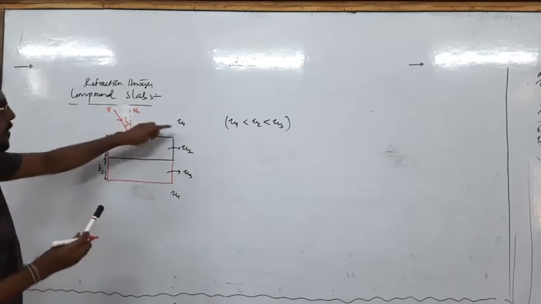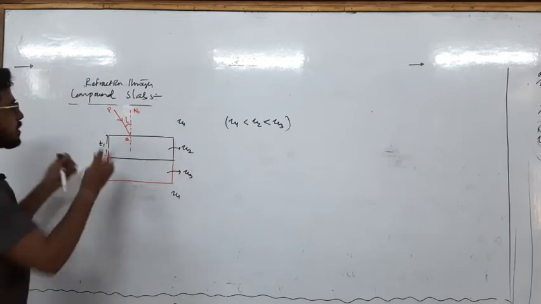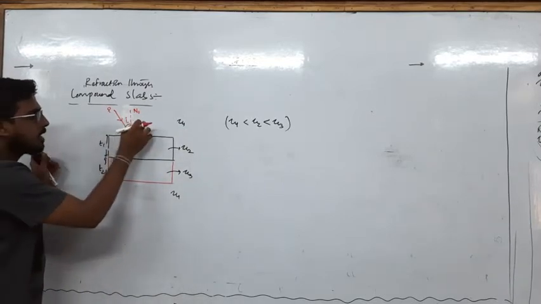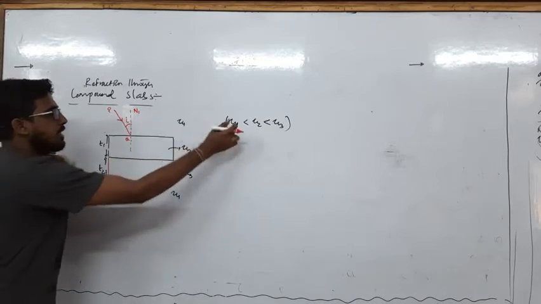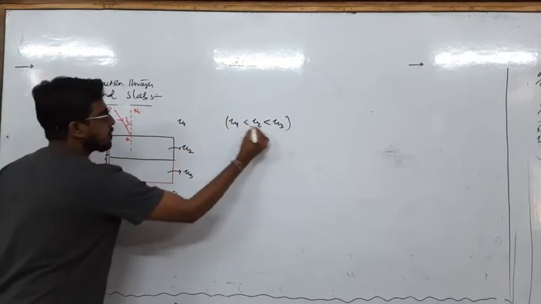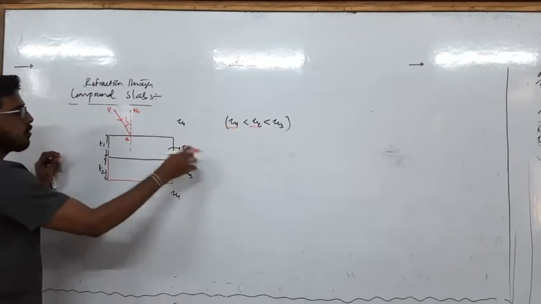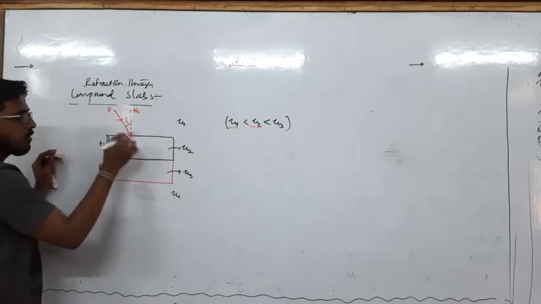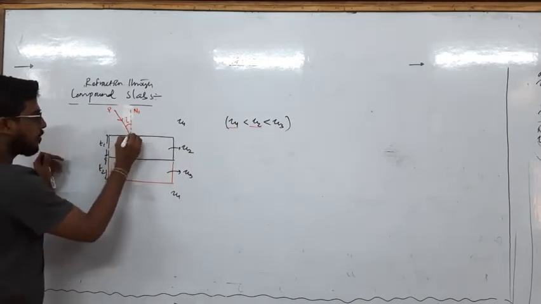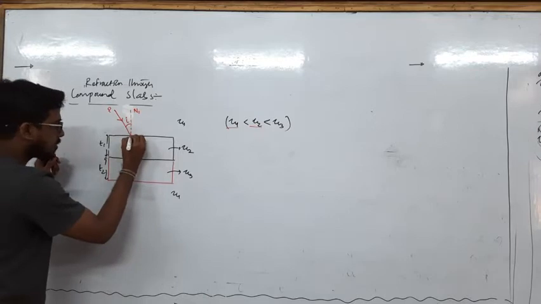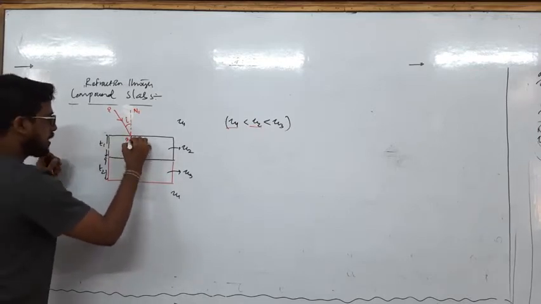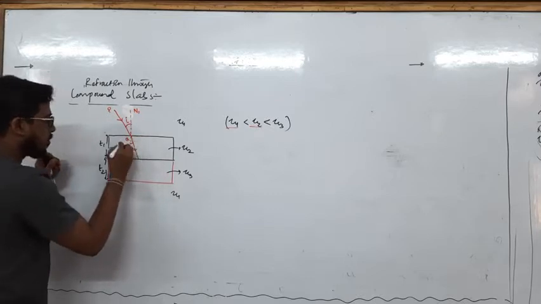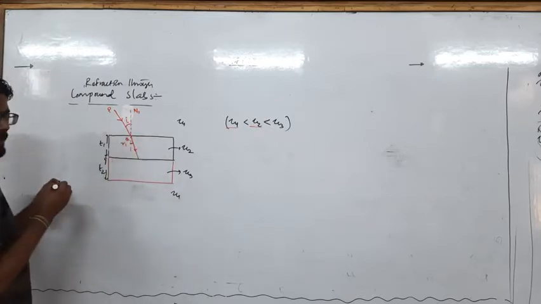As here mu2 is greater than mu1, light travels from a rarer to a denser medium, because mu1 has a refractive index less than that of the first glass slab, that is mu2. So here light travels from rarer to denser medium. After refraction at point Q, it will bend towards the normal and go like this. Let the angle made with the normal be R1, the refracted angle.